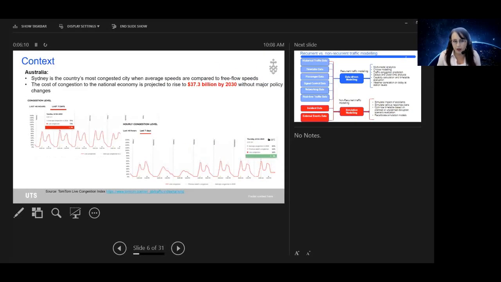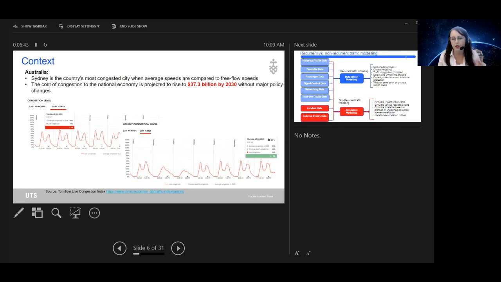In Australia, as you know, Sydney is the largest but the most congested city. So it's interesting because the costs that come with congestion are usually very high. And if you have time and you're passionate about it, you can search for the TomTom Live Congestion Index. This is a site that I like to use a lot because it tells you for many cities around the world how the congestion level is fluctuating from one day to another, one year to another.